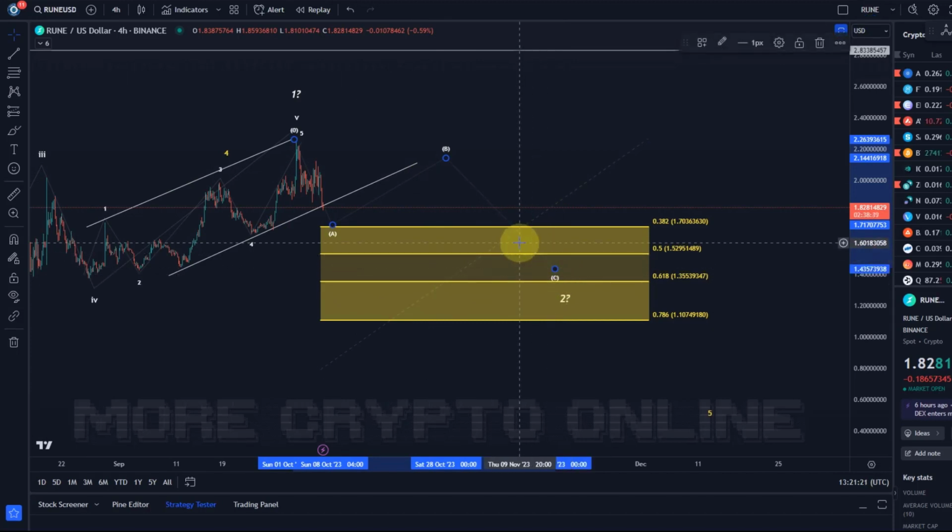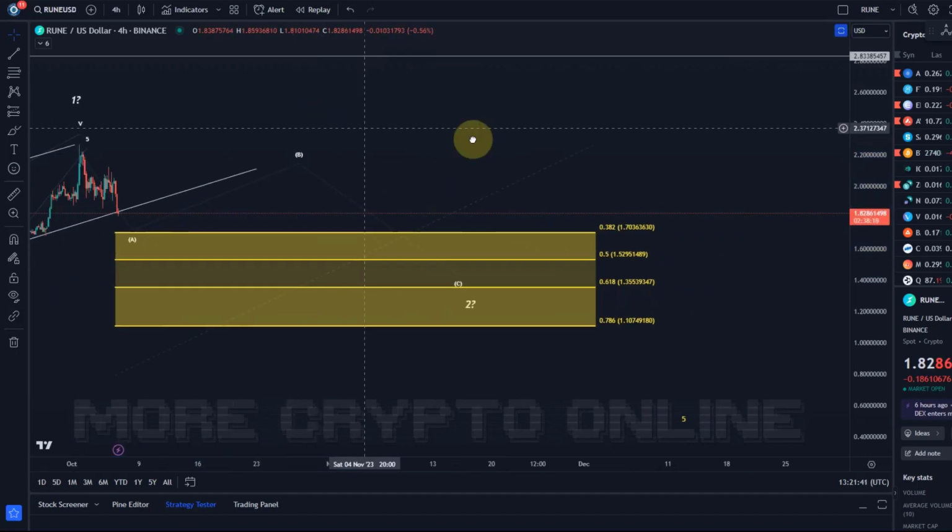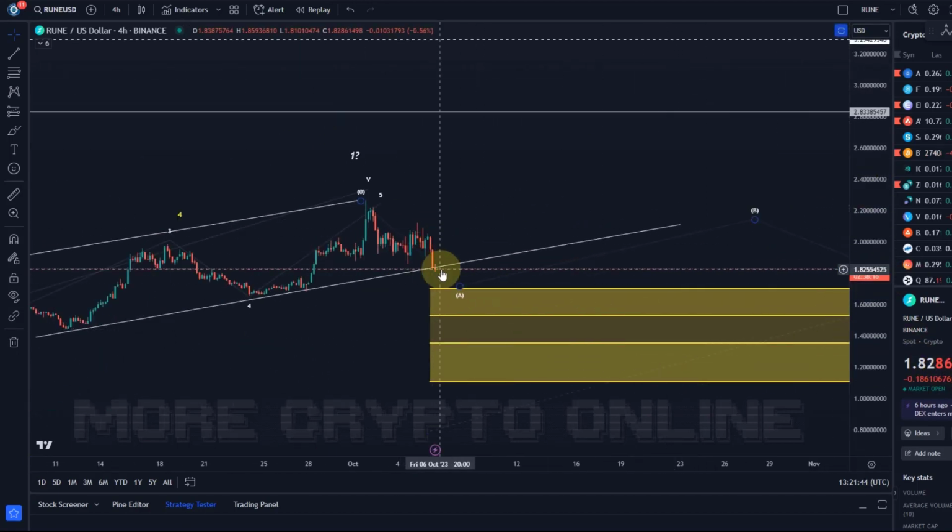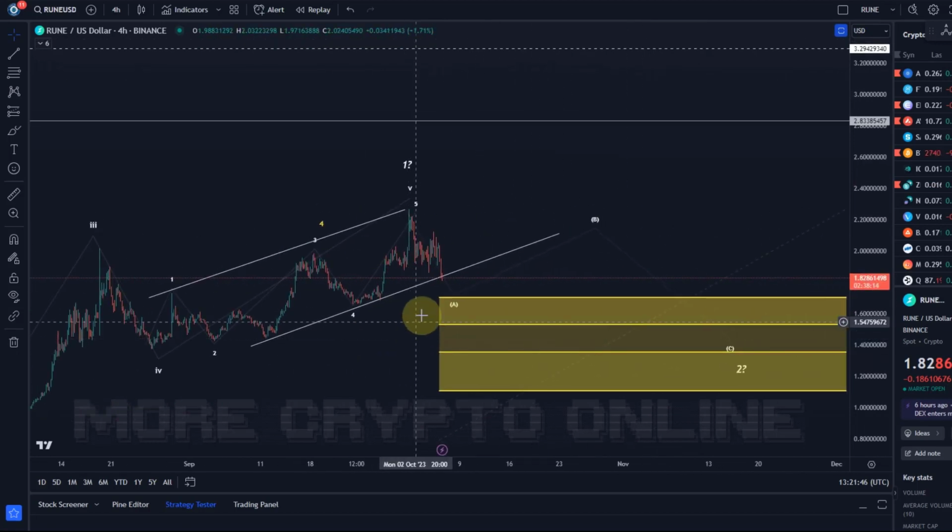Once we have waves A and B complete, we can calculate a target for wave C. It's a little bit too early for that because we don't really know where the wave B is going. I can't even give you a standard retracement area for the wave B yet because I haven't got a low in place for wave A. So I will only put that onto the chart as soon as I see a bit of a reaction. At the moment, it's just 10% down, so catching the falling knife, we don't want to do that.